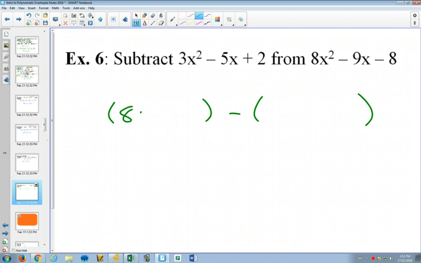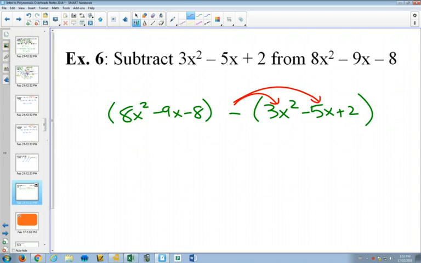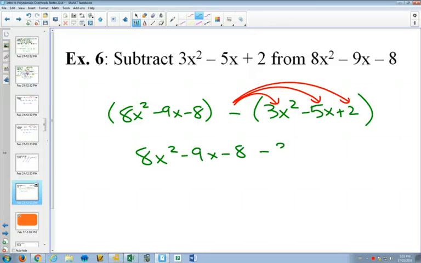The 8x squared minus 9x minus 8 would go first. You're correct. Because you're subtracting this amount from that. So the first thing we're going to do is we're going to write out what the question is saying. Now we have a minus sign. What do we do with a minus sign when we're subtracting? We've got to change all of these signs. That minus goes to each one. So now we can rewrite it. Minus a 5 will be plus 5. Minus a 2.